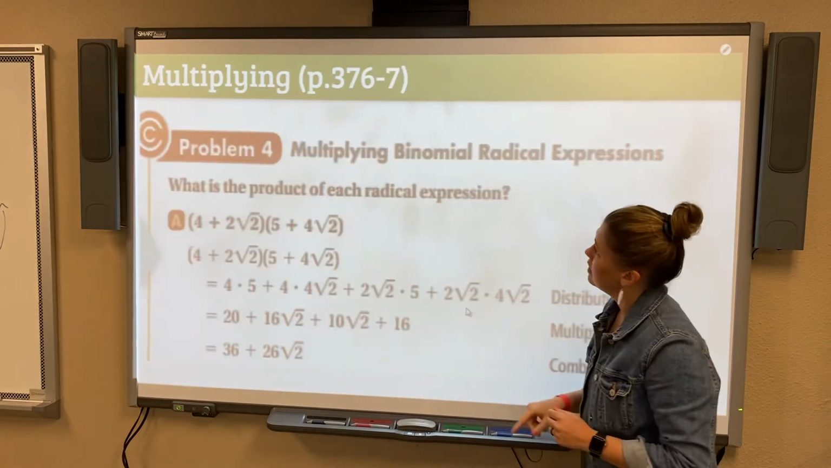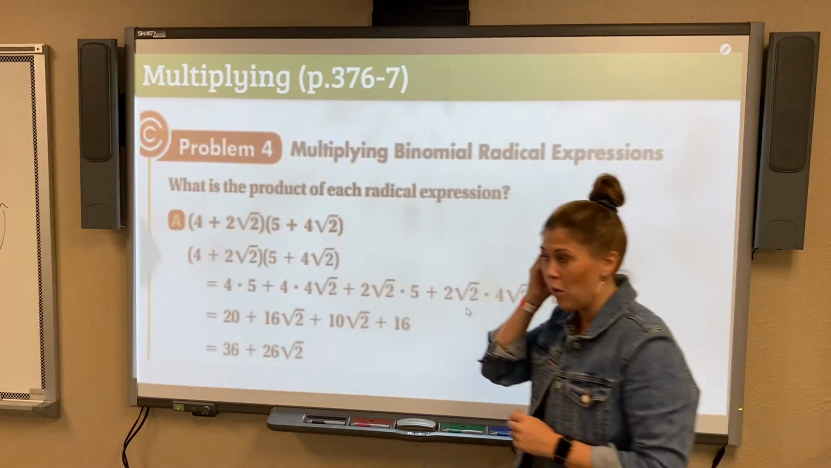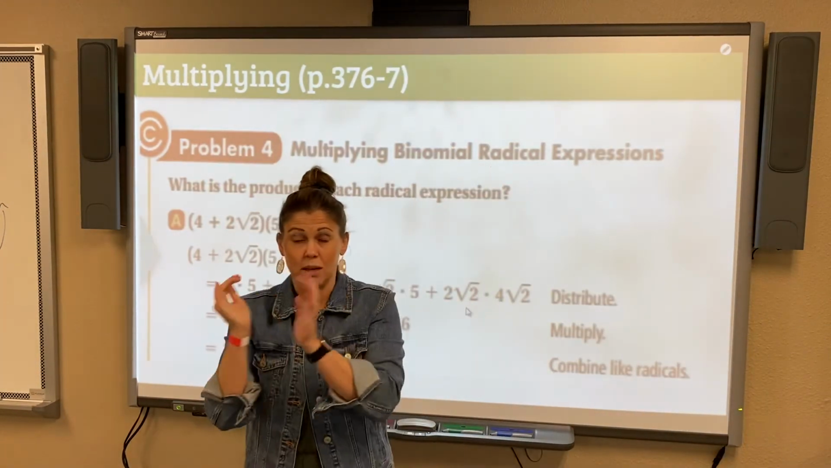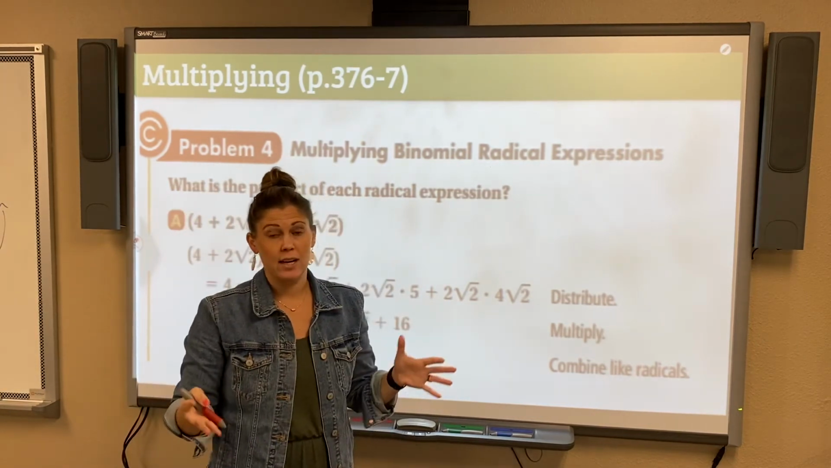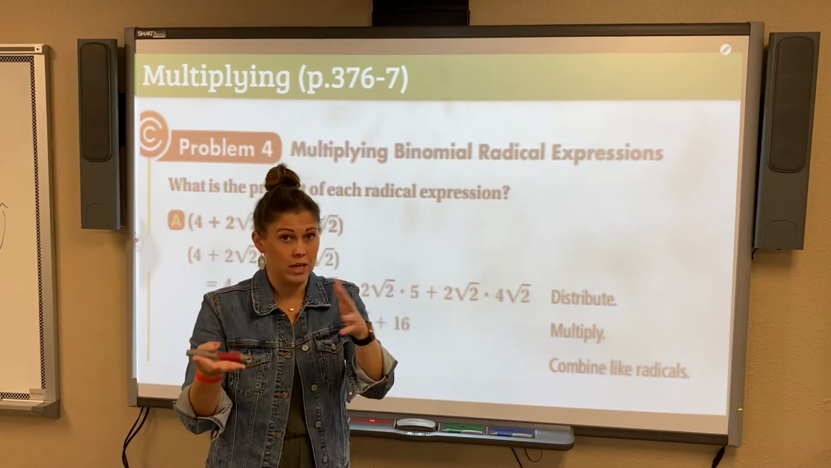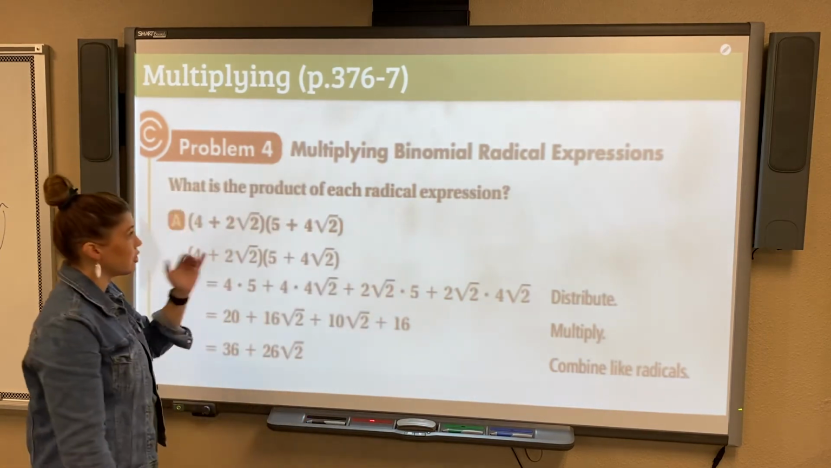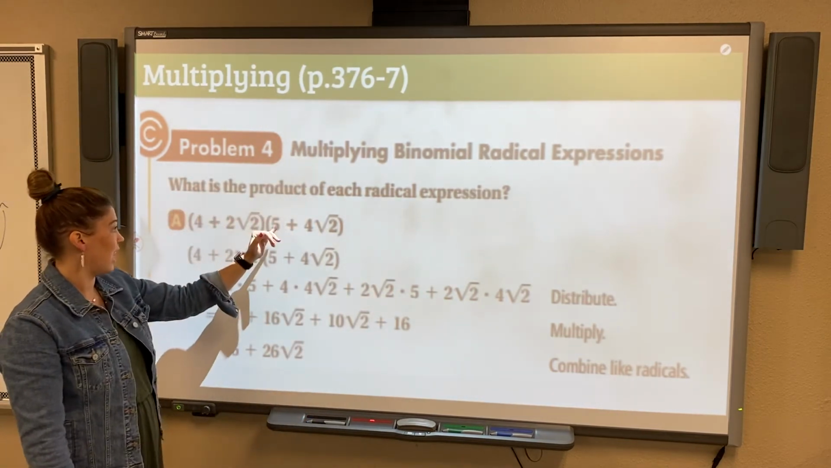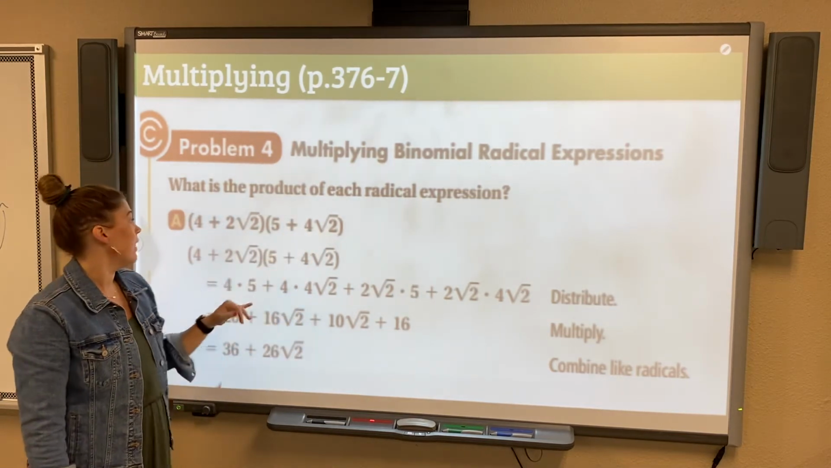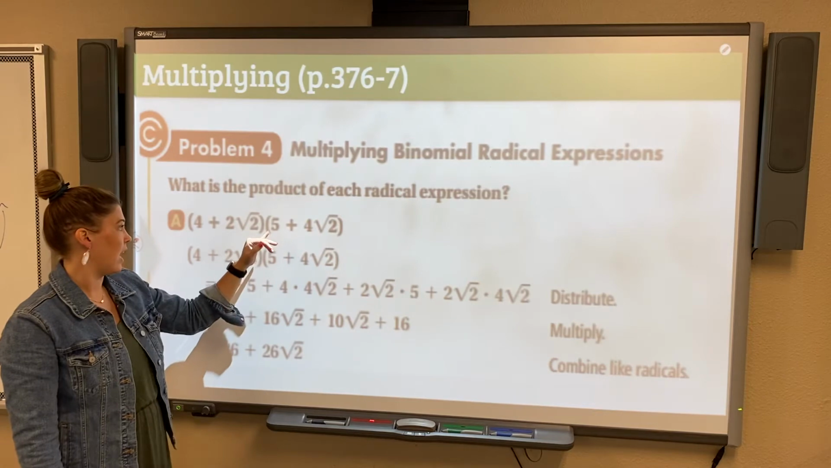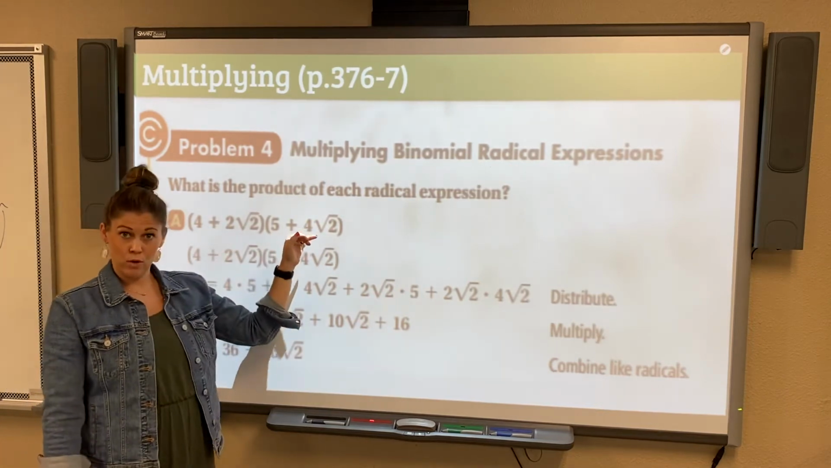Okay. Now multiplying. So with this, you're going to be multiplying a binomial times a binomial, and you have radicals in there. Okay, we know how to do that. It's distributive property or foiling, however you like to think about it. So first, we take 4 times 5. Okay, 4 times 4 root 2. Now we do 2 root 2 times 5, and then 2 root 2 times 4 root 2.